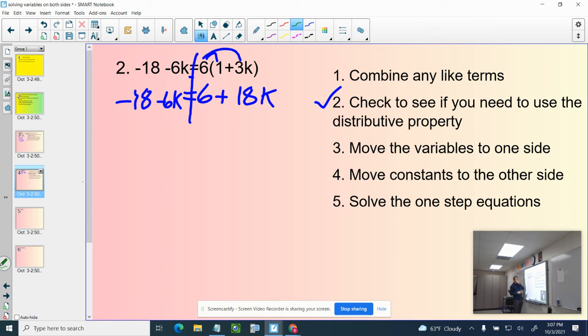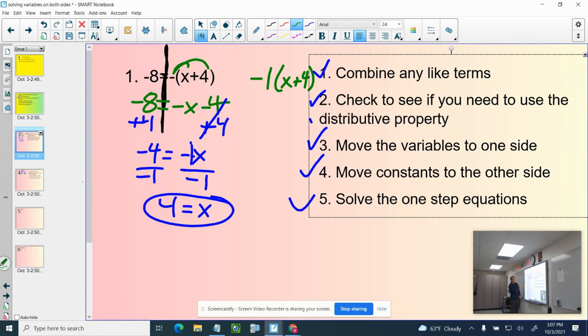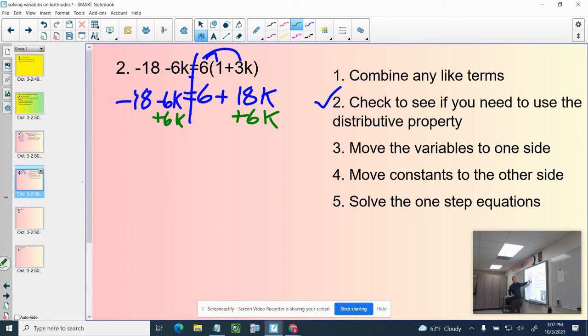So I have two options there. I'm going to go ahead and I'm going to add 6k, and I'm going to add it to 18k. And here's the reason why. I want my variable to be positive. So in the last problem, we divided by negative 1. If my variable is positive, I don't have to do that. So that saves me a step. So that goes away. I get negative 18 is equal to 6 plus, and this is going to be 24k.